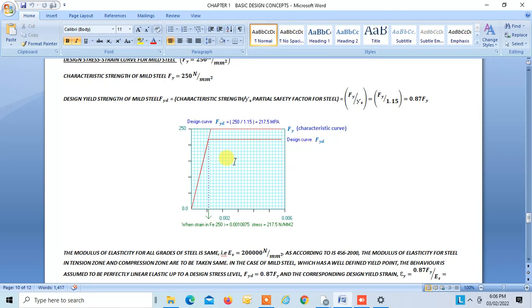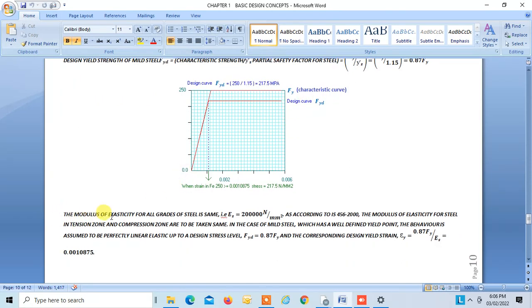The modulus of elasticity for all grades of steel is the same, that is Es is equal to 200,000 Newton per mm square. According to IS 456, the modulus of elasticity for steel in tension zone and compression zone are to be taken the same. Very important point.